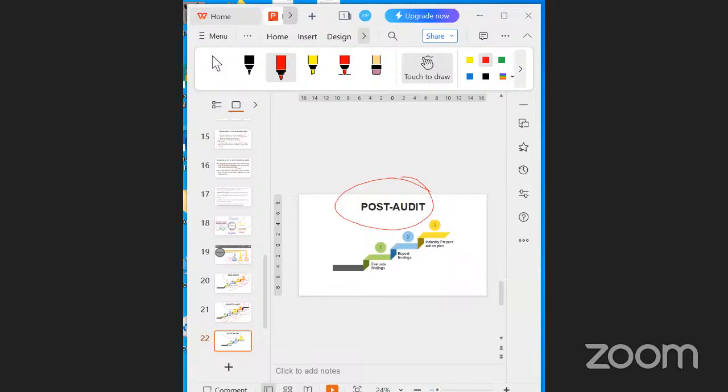This is the final post-audit stage, right? In it we have three steps. What is the first one? Evaluate findings, okay? Evaluate findings. The audit team discusses the findings, right?